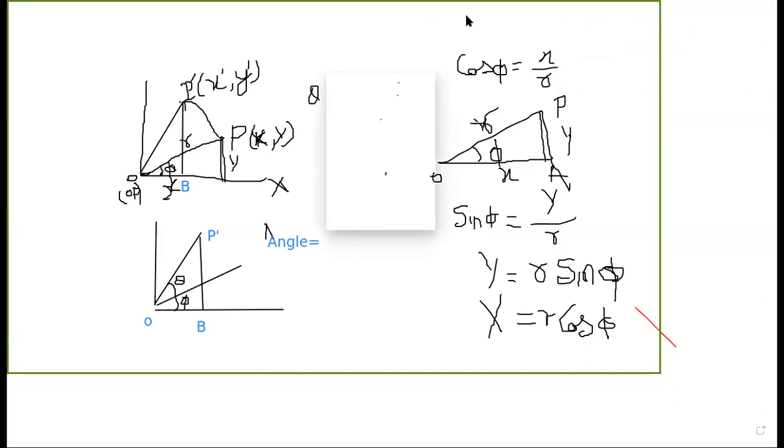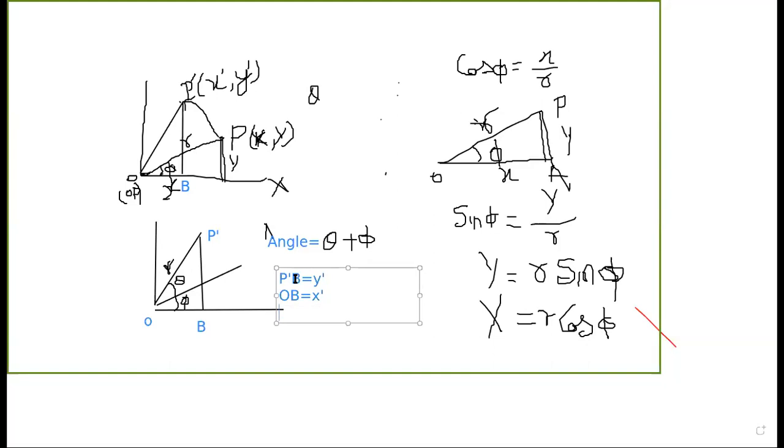Good, so we have to write here theta plus phi. Clear? Now this is R. It is already clear to all of you that this is R, and this P dash B will be Y dash, and OB equal to X dash.